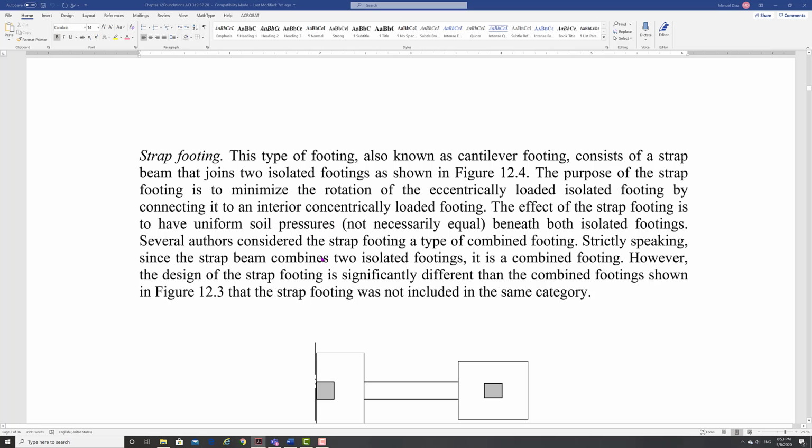The strap footing is similar to the combined footing. The difference is that you join the two footings with a beam. So this is actually a beam. Okay, and so this means that it's going to bend, it's not going to touch the soil. But joining the two is going to avoid the eccentricity due to a column near a property line.